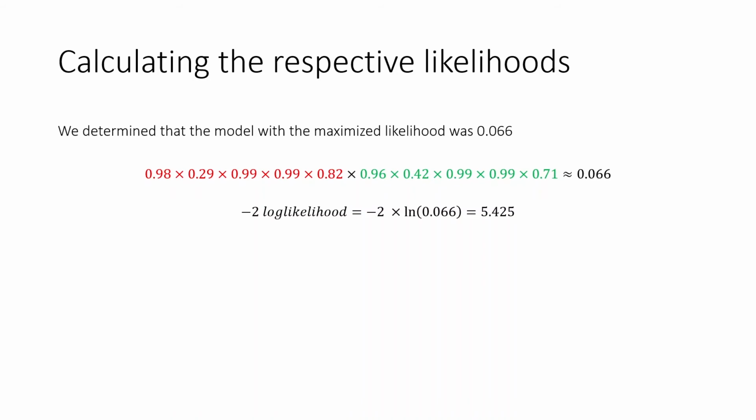Now, it may be worth noting that we actually don't try to maximize the -2 log likelihood, but we try to minimize it, because if the probability were to be 1, the -2 log likelihood would be 0. So the lower the log likelihood is, the better the model is.